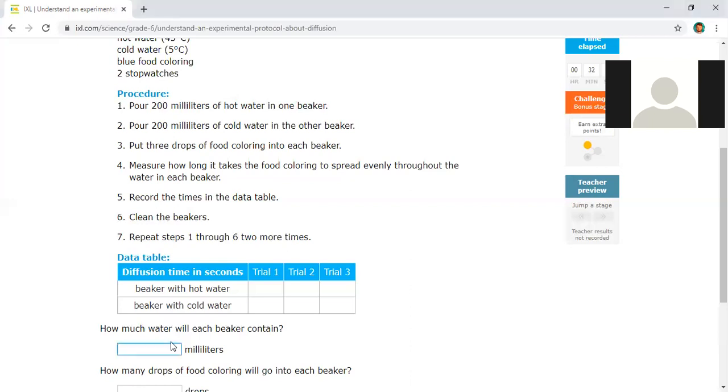200. Good job, buddy. That is correct. It is 200. It says it right here. 200 milliliters. Boom. All right.